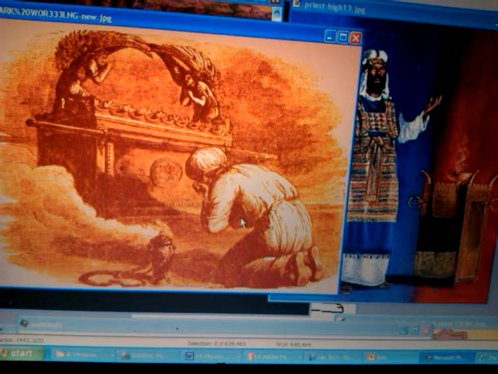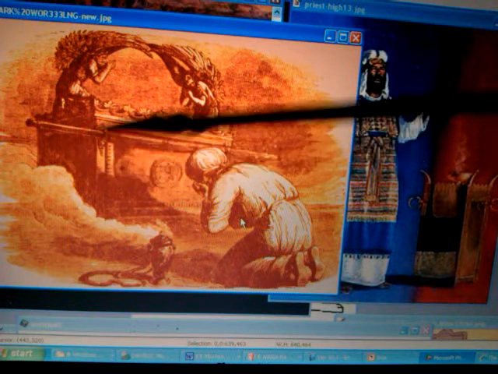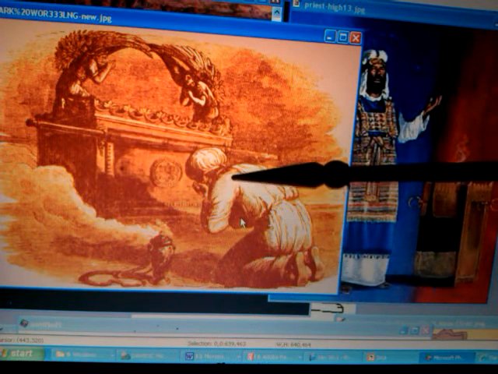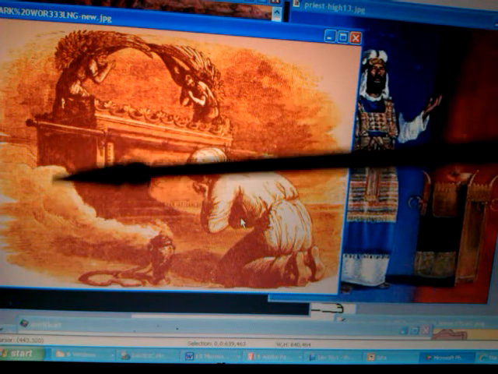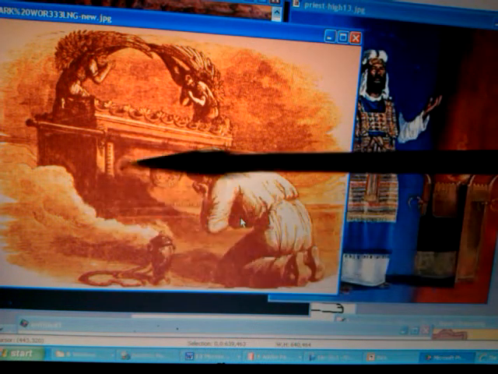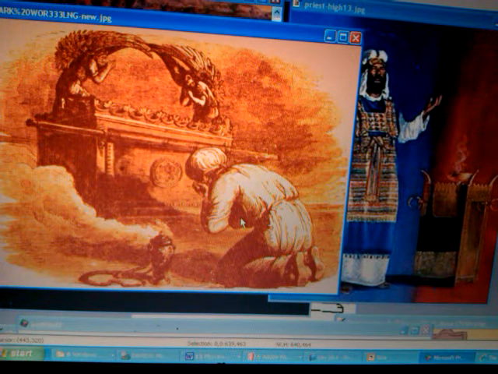veil. So here we see an artist's rendition of a priest coming in beyond the veil before the Ark of the Covenant with the incense, right? Now we have to contrast this with those who died because they did not receive instruction and they went in to the holy place in an unholy way.